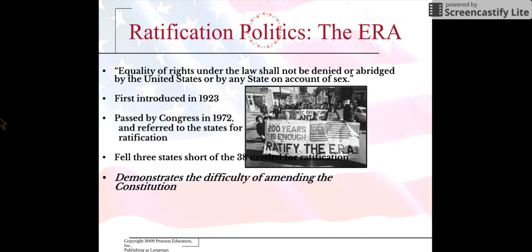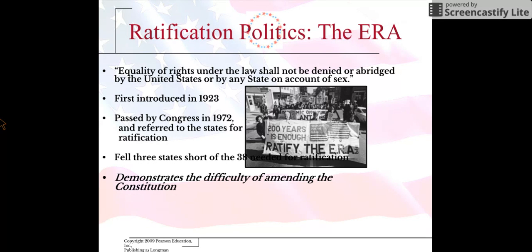And just another thing to talk about, so you can see that not all amendments get ratified, no matter how popular they are. There was an amendment, some of your parents have probably heard about this. It was still being argued about into the 1980s, the ERA, the Equal Rights Amendment. That was going to be an amendment that said no right should be denied or abridged on account of sex or gender. It was going to essentially equalize the genders.